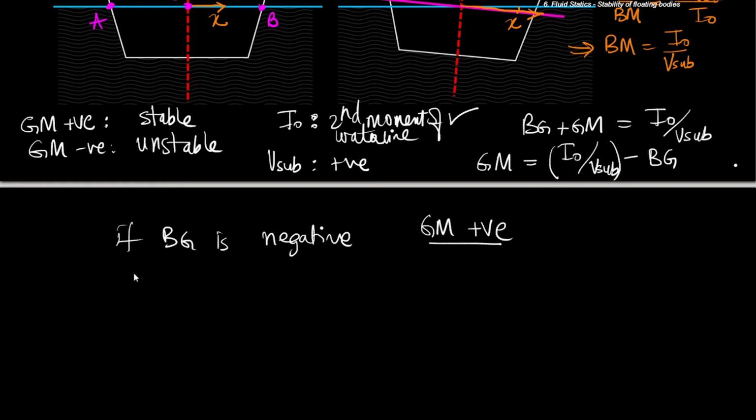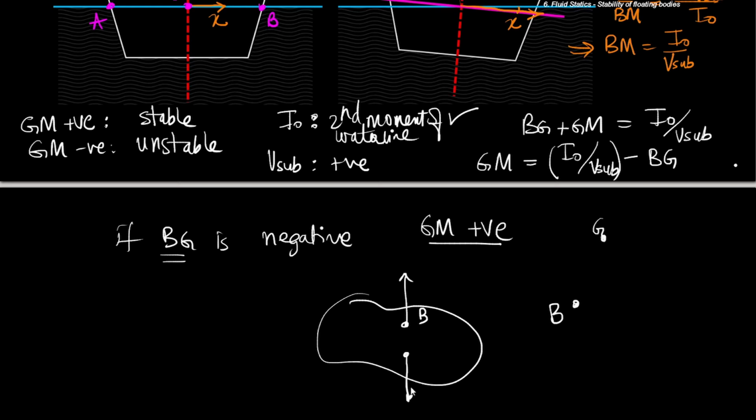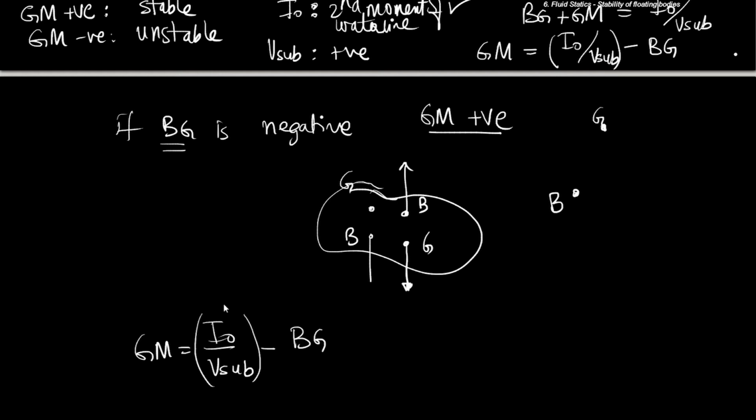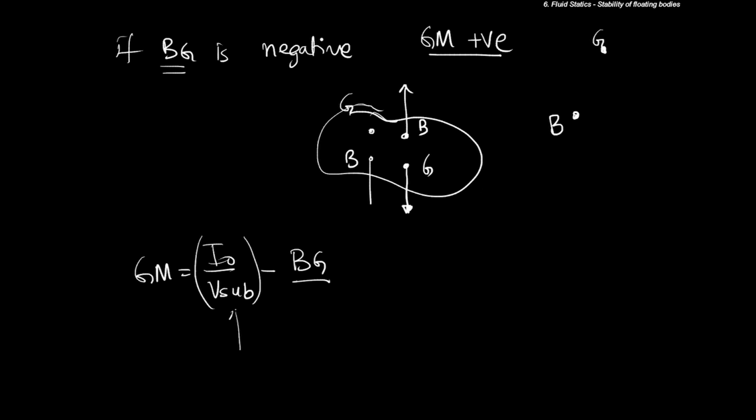Okay. So this is a special case where the point G does not lie above point B, but rather it lies below. Meaning, if we have an object, the point of buoyancy lies above this. So this particular configuration will always be stable. We can try some tilting of this kind of shape, and you will see it's always stable. But in general, Bg is going to be positive, meaning G is going to lie above B. So then Gm needs to be evaluated. Depending on whether I naught upon V sub is larger than Bg, Gm will be positive or negative. So it all depends on the shape of the hull and how much volume it actually submerges.